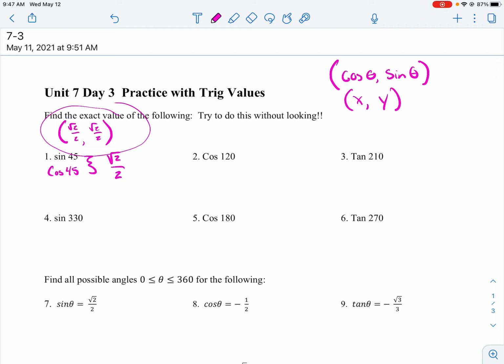Now, the next one's cosine of 120. So this one falls in the second quadrant. Because it's in the second quadrant, we have to think about what our reference angle is. In order to find this, I'm going to subtract 120 from 180, and I get 60. So that tells me the reference angle for 120 degrees is 60 degrees. And then I think about, what is the cosine of 60 degrees? And that's 1/2.